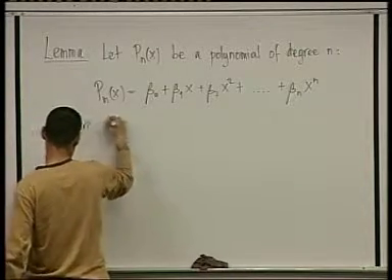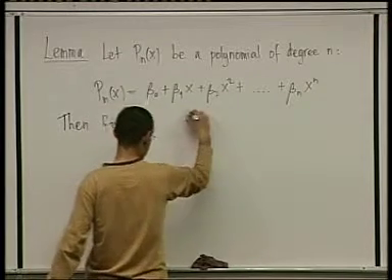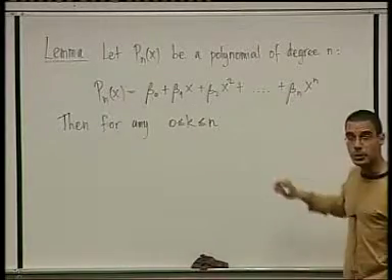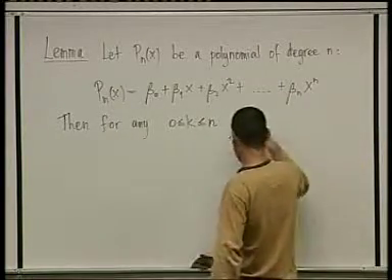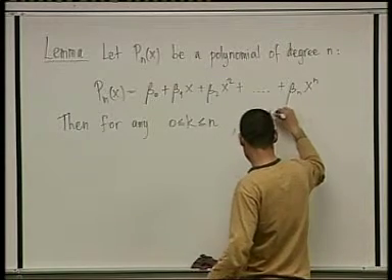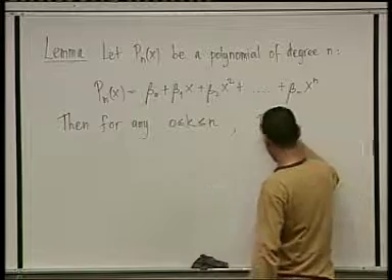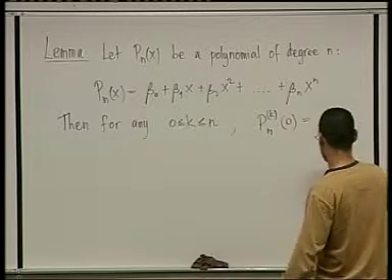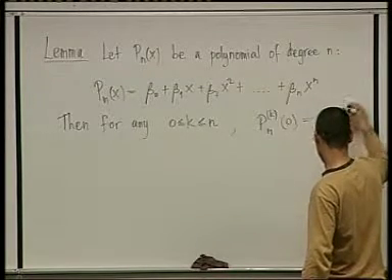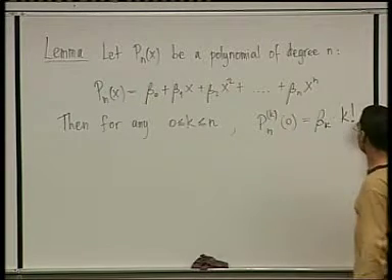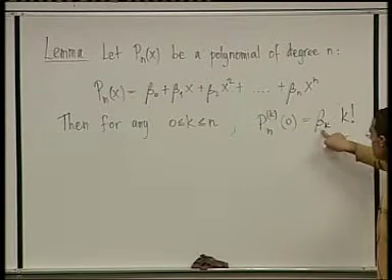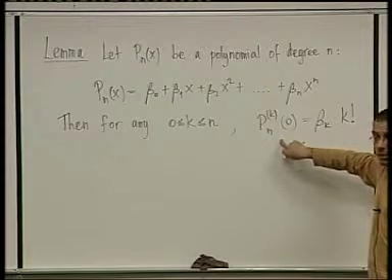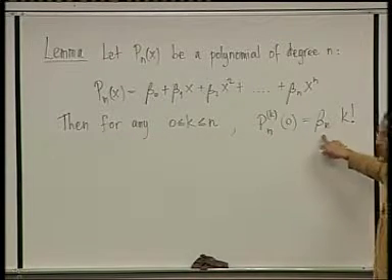Then, for any k between 0 and n, the kth derivative of Pn at the point 0 equals beta k times k factorial. So if you know the beta k's, you know the derivatives at 0. And if you know the derivatives at 0, divide by k factorial, you know the beta k's.